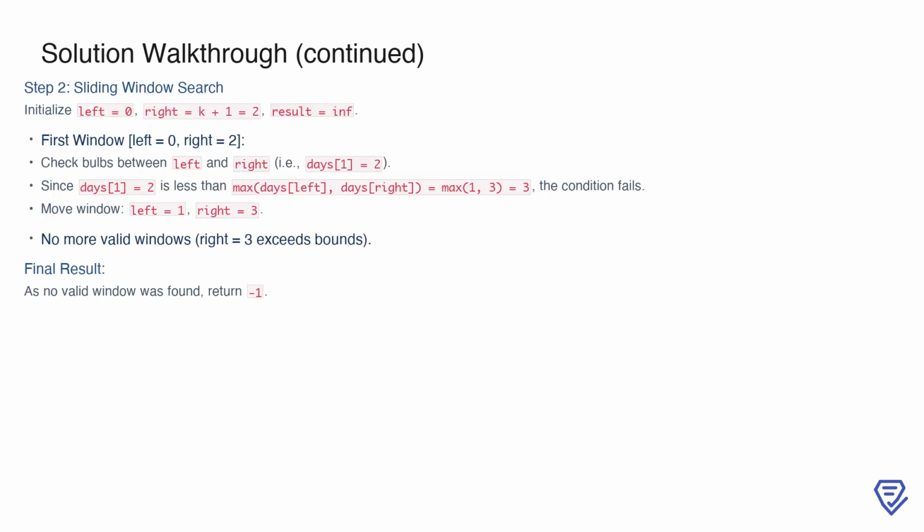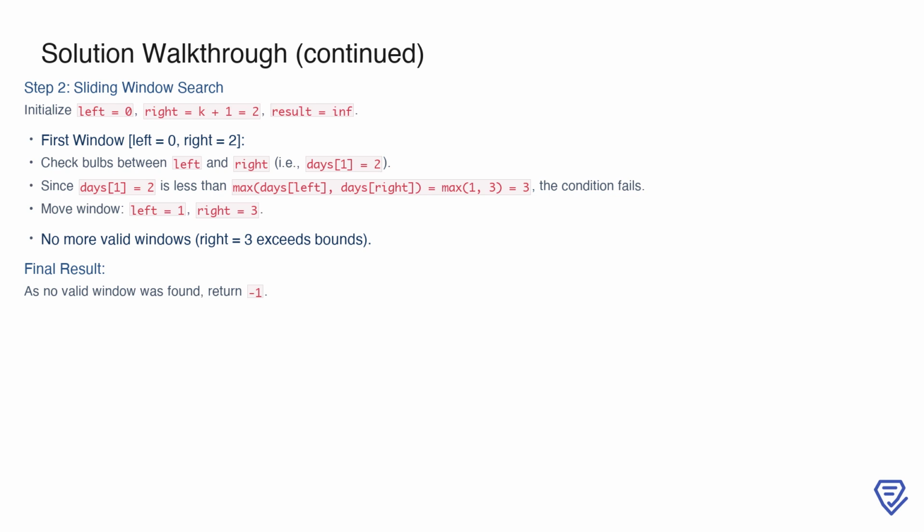The window is initialized with left equals 0, right equals k plus 1 equals 2, and result equals INF. For the first window, we examine the bulb between the left and right indices, which is days[1] equals 2. Here, 2 is less than the maximum of the bloom days at the left and right ends, which is max(1, 3) equals 3. Because the condition fails, we shift the window by incrementing left to 1 and right to 3.